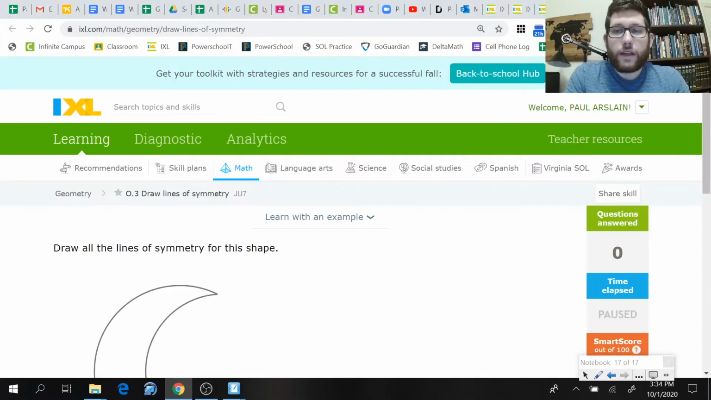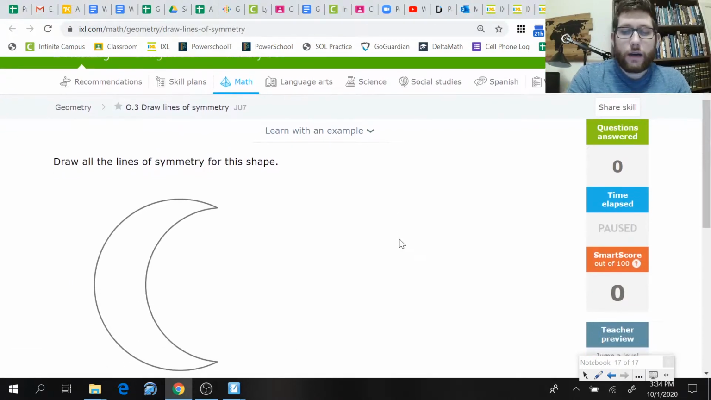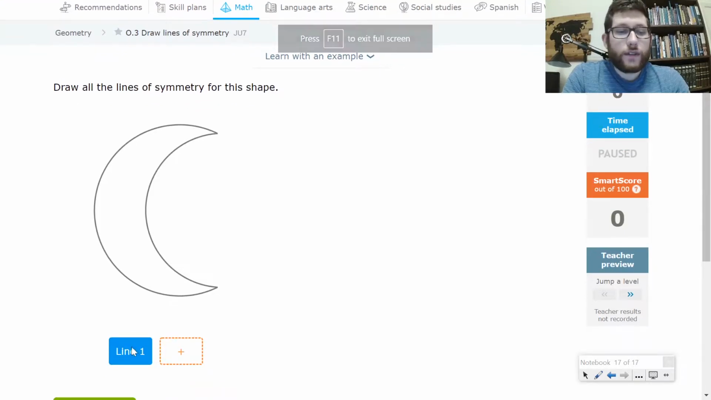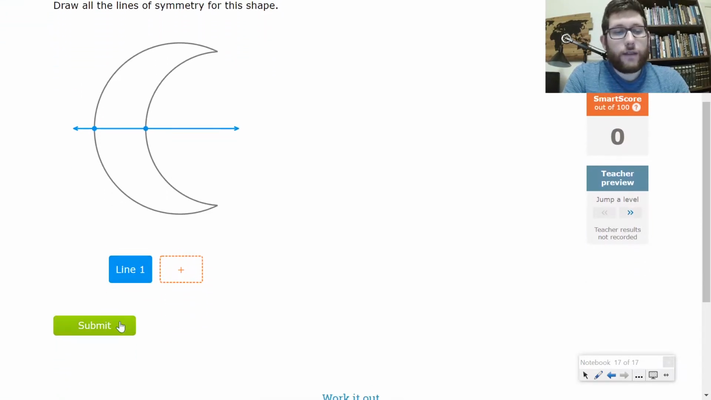The last one might take a few more minutes than the other ones, but I think it's going to be helpful. They want you on this one to draw all the lines of symmetry. So what you're going to do is click line 1. You're going to pick the 2 points for your line of symmetry. You're going to check it. That looks good. And then just submit it.